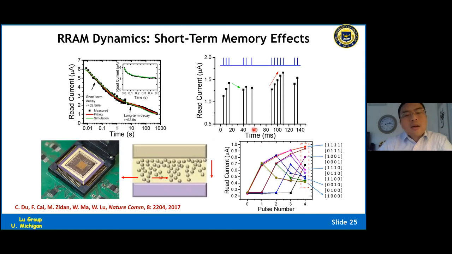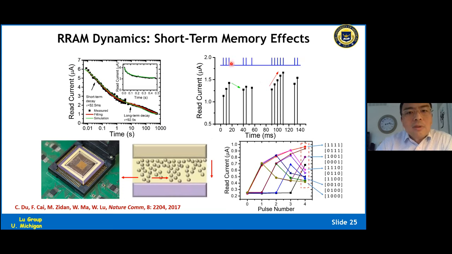So in fact, you can have devices that only have short-term memory, they don't have long-term memory. So these are basically bad memory devices, right? You program a device, it increases the conductance, then the conductance will decay, okay? This short-term memory effect can also be used for computing because now you apply a series of inputs that are temporal inputs, right?